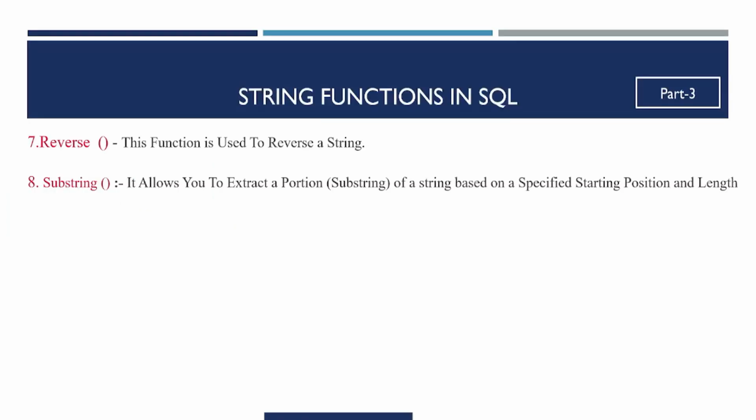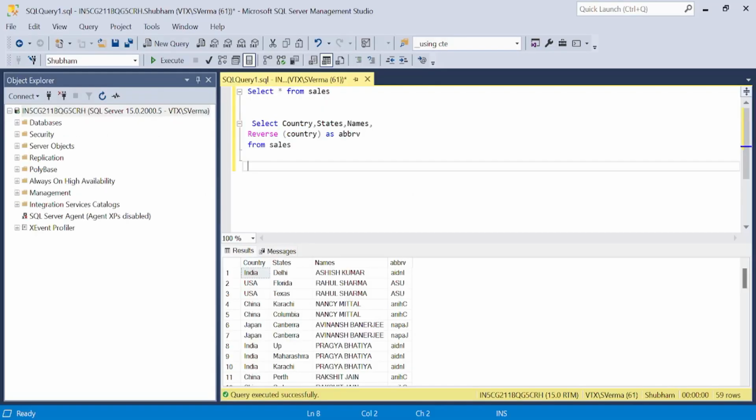It allows you to extract a portion of a string based on a specific starting position and length. So the substring function helps you to extract data from any column, but it could be text. So let's try the substring function in SQL. Let's experiment on the same column, which is country. Firstly let me write my function name, which is substring.